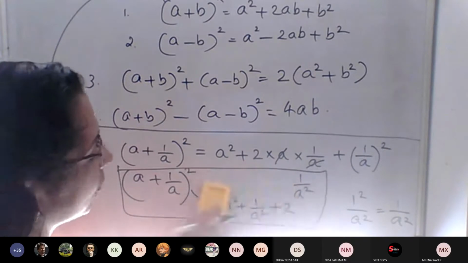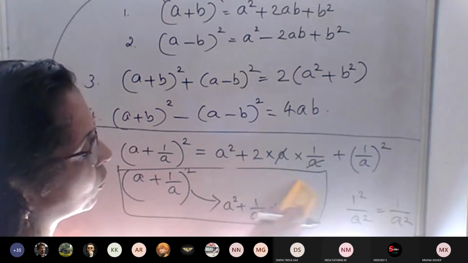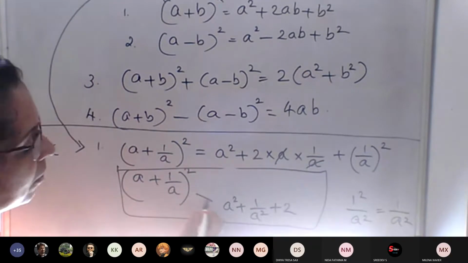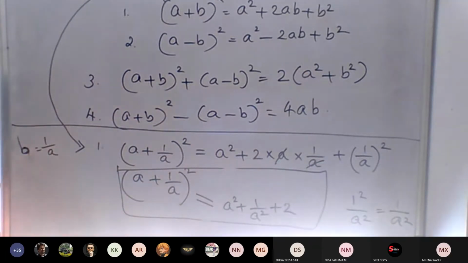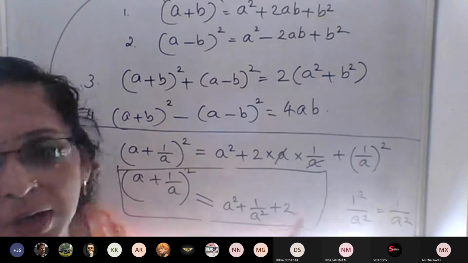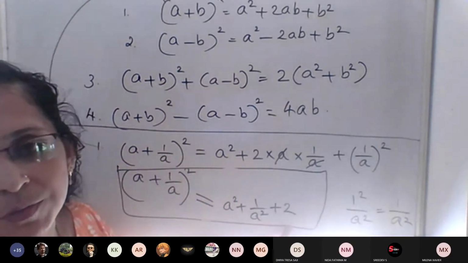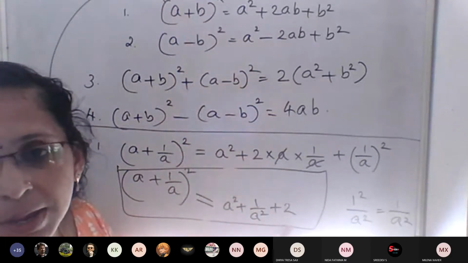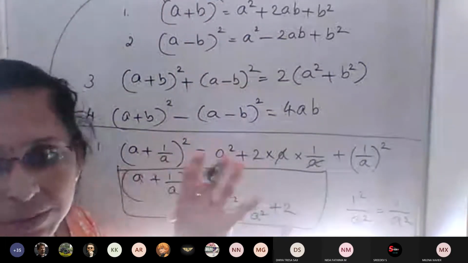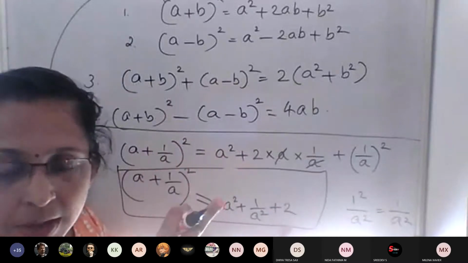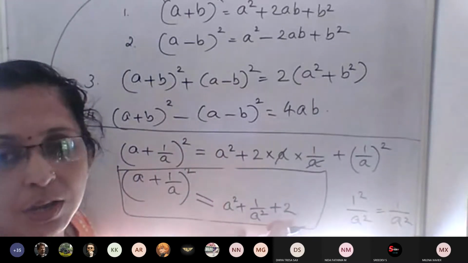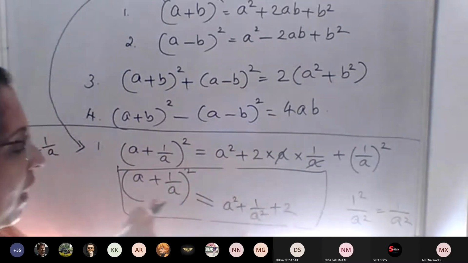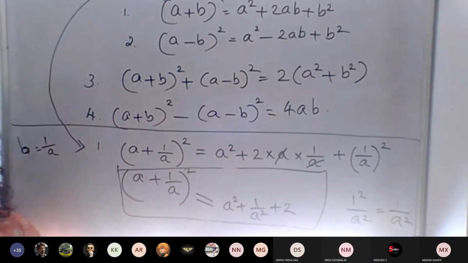A square plus 1 by A square plus 2. Understood? So fifth formula: (A plus 1 by A) the whole square is equal to A square plus 1 by A square plus 2. From where did we get this? Instead of B, we replace it with 1 by A. So that B means B will be there. Since it is 1 by A, that A will cancel and we will get only 2. So A square plus 1 by A square plus 2 is what? A plus 1 by A whole square.